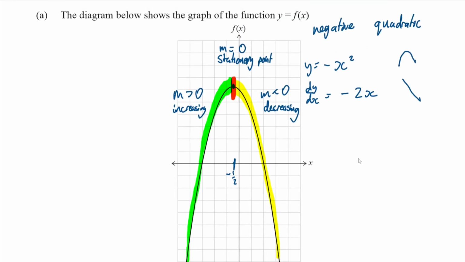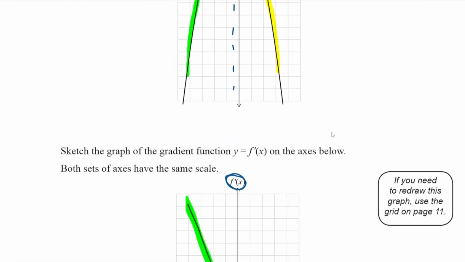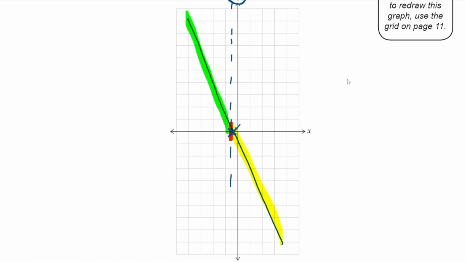Cool. Another little tip while we're here: if you have any turning points, just draw a dashed line all the way down, because usually, not always, but usually they give you the same scale grid, and at those turning points you know you can put a point on the x-axis because the gradient of the original function is 0. Alright, and that would be an achieved question, as long as you had the x-intercept in the right position and it was a negative straight line.